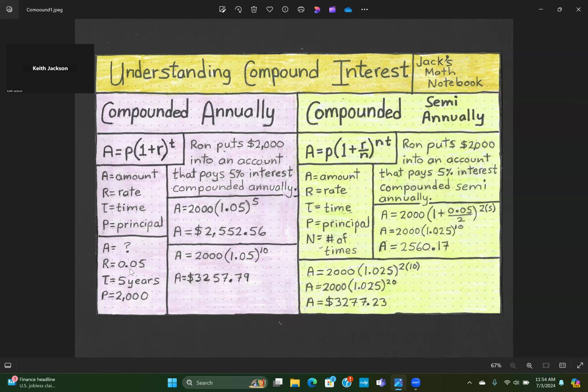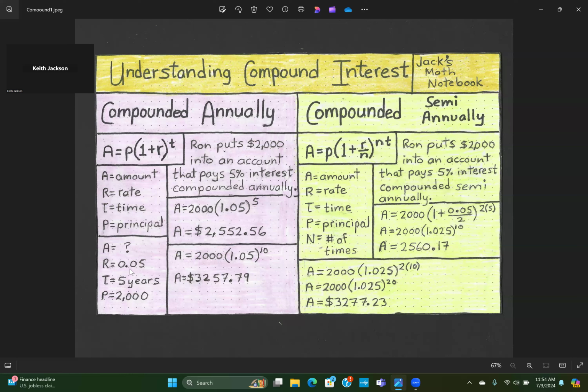Let's try 10 years, for example. If you plug it into your calculator, 2,000 times 1.05 raised to the 10th power, or 10 years, your new amount will be $3,257.79. So this is the magic of compound interest, and it's something that we all should learn about.